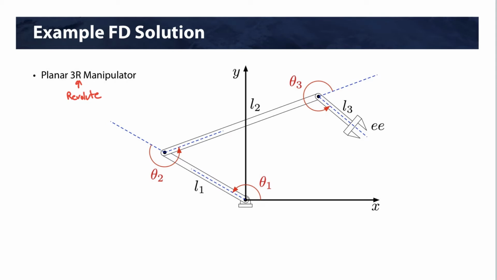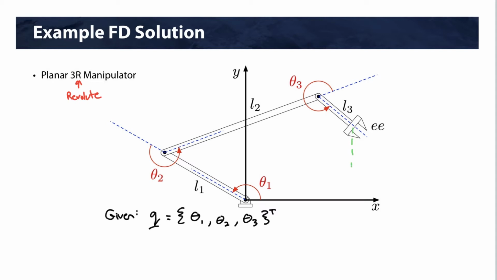In the forward displacement solution, we would be given vector Q, which is our joint angles. So it would be theta 1, theta 2, and theta 3. And what we're trying to find is the position and orientation of our end effector given those joint angles.